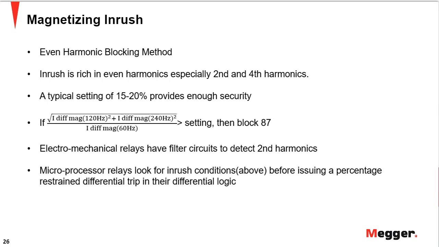Right? So in electromechanical relays, they have filter circuits that detect second harmonics to block a differential. Microprocessor relays, like I said, again, filters are present, but use these logics to calculate this particular equation here to see if it's greater than a setting, and then issue a trip if it's less than a setting.